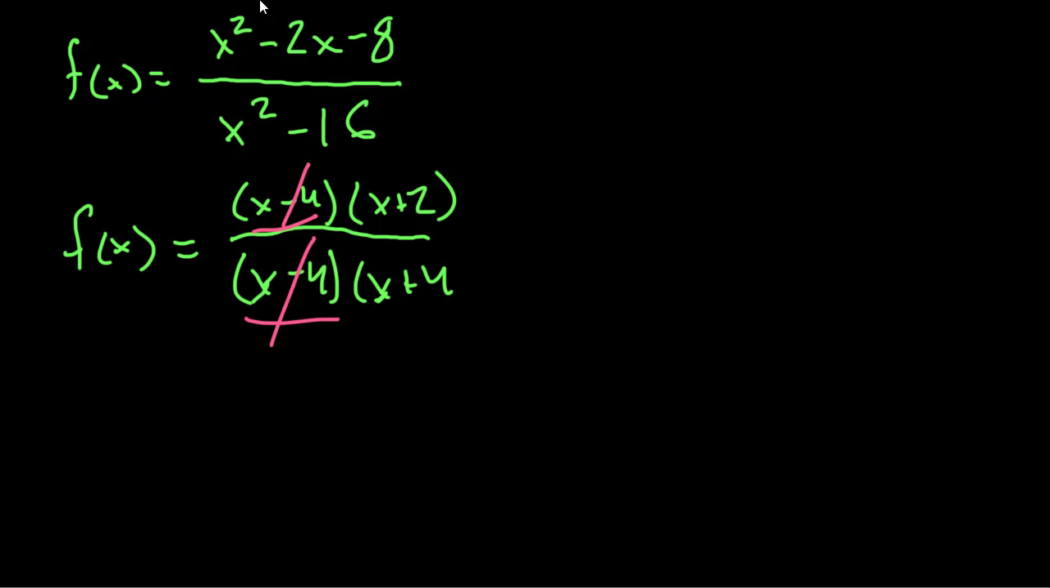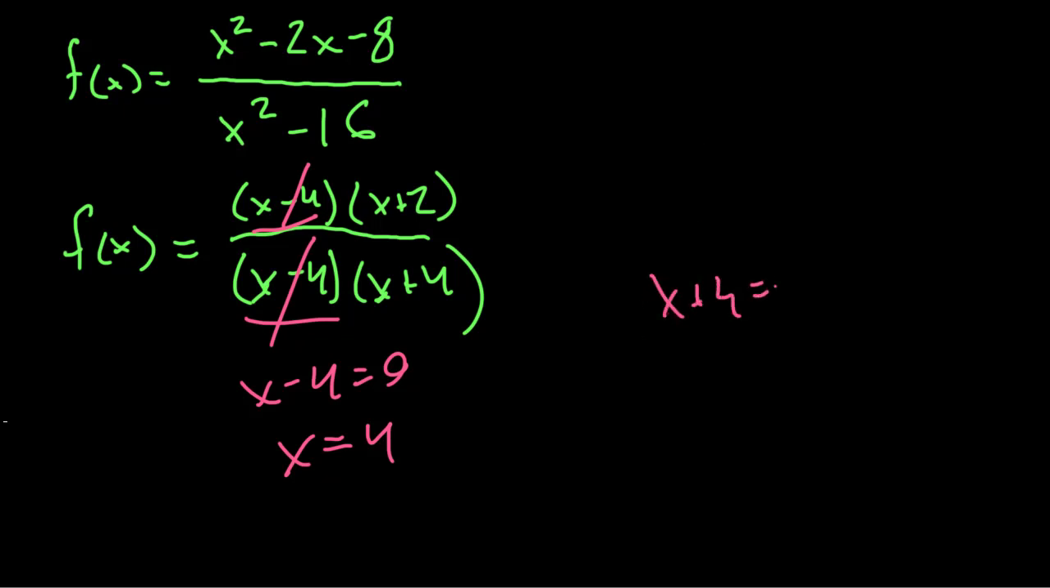So this is how we find removable discontinuities. We factor our numerator and our denominator, and if there's a common factor, such as x minus 4, then we set it equal to 0 and solve for x, and we'll find that there is a little hole in our graph at x equals 4. Then we still have this x plus 4 in our denominator, which we can set equal to 0 and solve for x equals negative 4, and we still have a vertical asymptote there.